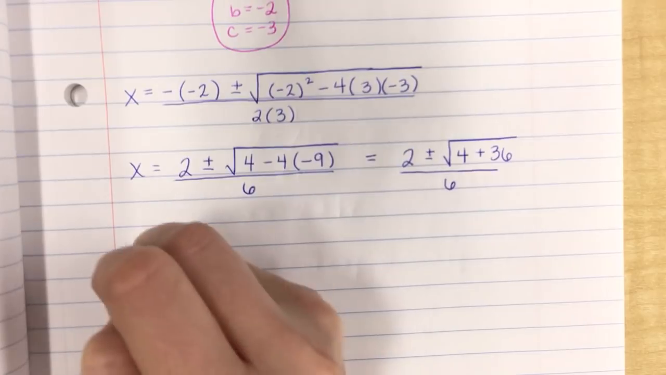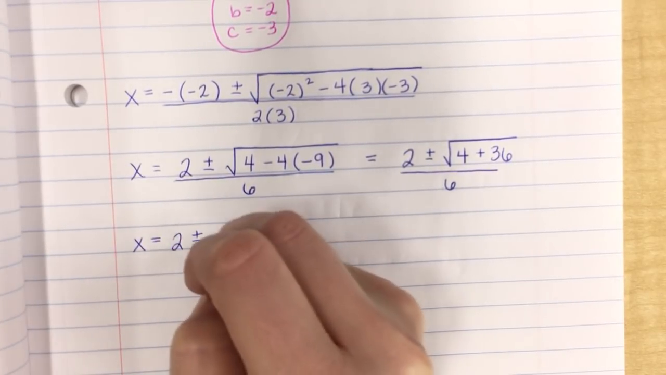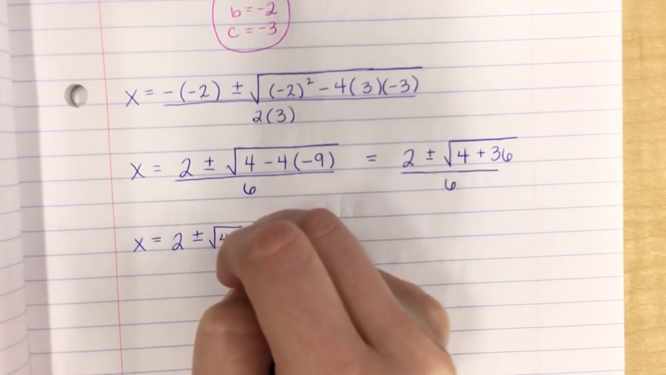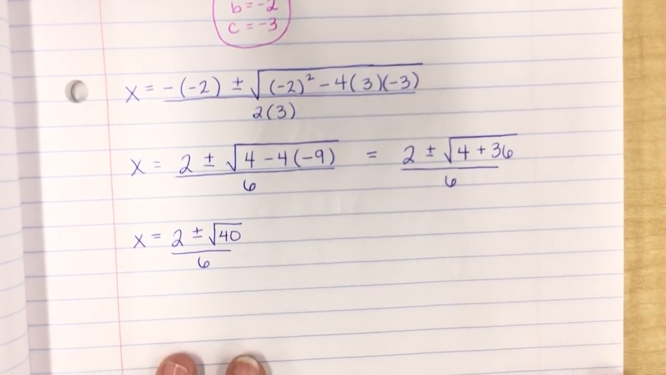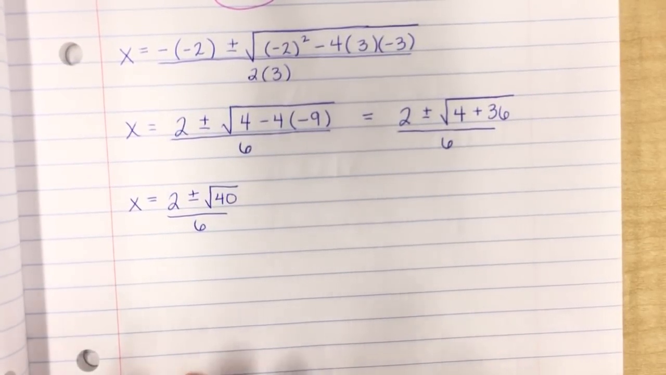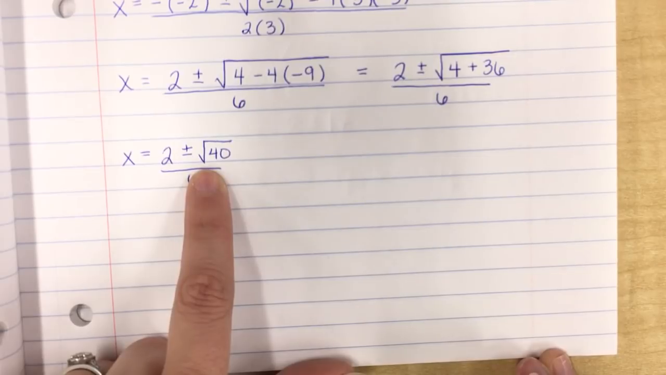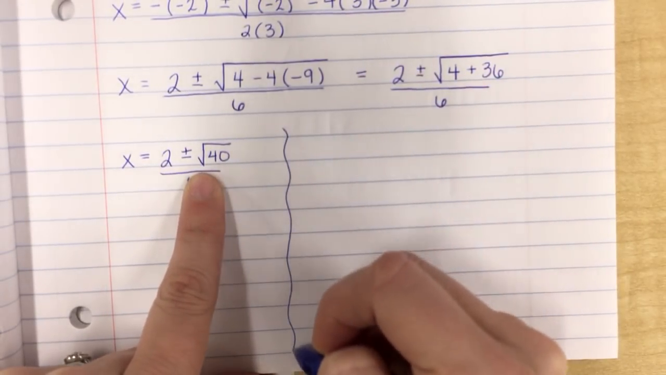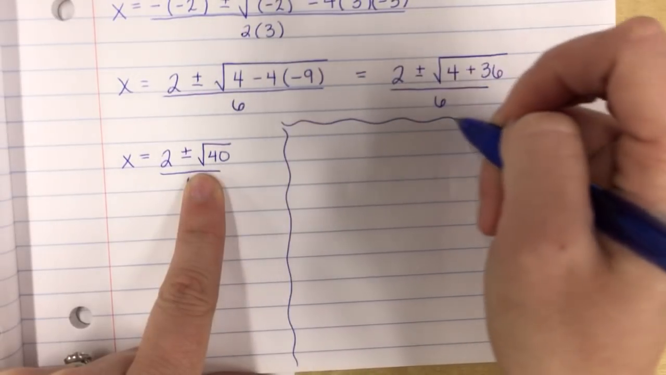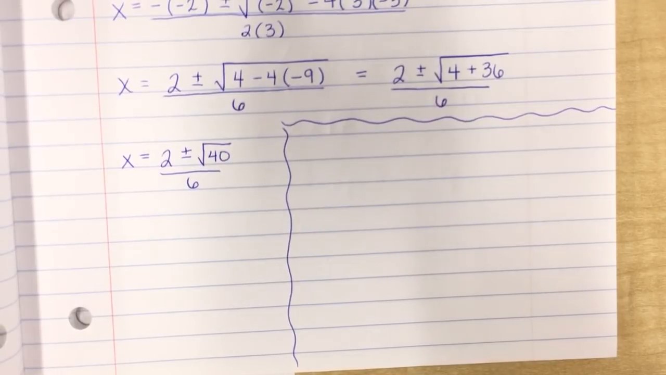So we have our final answer at this point for what we've been able to do of 2 plus or minus the radical of 40, all divided by 6. Now here's where our lesson becomes new, or this is where the new material begins. We need to simplify the square root of 40. So what I'm going to do is draw a little box over here on this side of my paper. It's going to take about this much space to simplify the whole square root of 40.